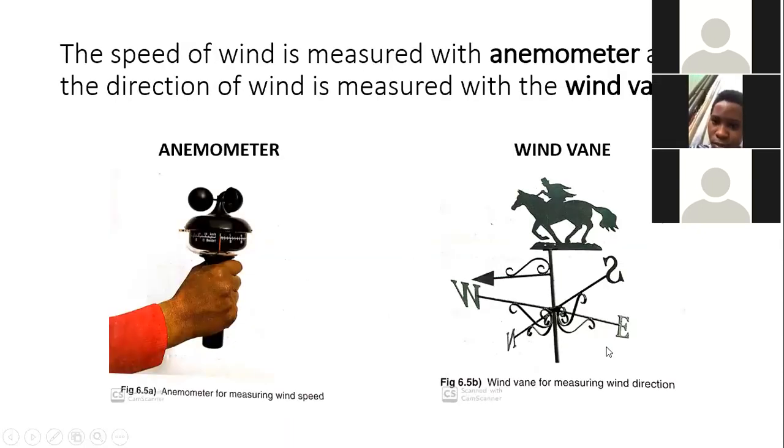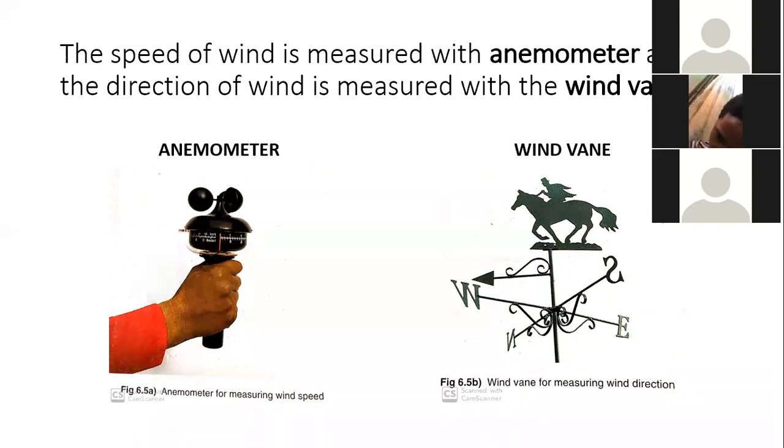Okay, so as I said, wind affects organisms in their habitat based on its direction and strength. There are two instruments used to measure the intensity of the wind. We measure wind by its speed and by its direction. Speed of wind is measured with an anemometer. Then the direction of wind is measured with the wind vane.